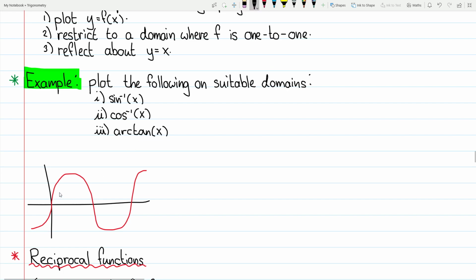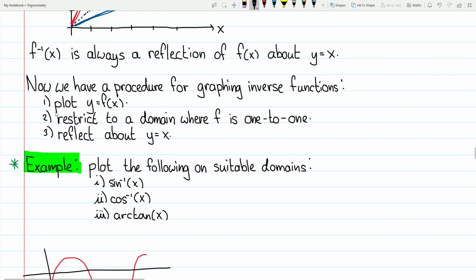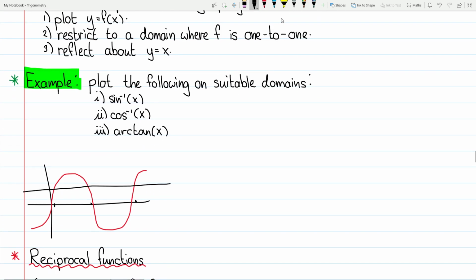But notice if we draw a horizontal line, we intersect at multiple points, which means there are multiple inputs which correspond to the same output. So we need to restrict the domain so that it's one-to-one. The way we do that is we restrict it here. Now, wherever we draw the line across our range, negative 1 to 1, we will intersect the sine curve exactly once. Here this is pi on 2, and here this is negative pi on 2.